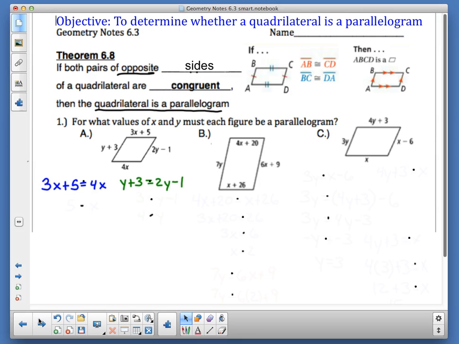So my first one, x is 5. Just looking at it, we can see that. But I've got the setup, I've got the solve. You know, my next one might be a little bit hidden, but y is 4.